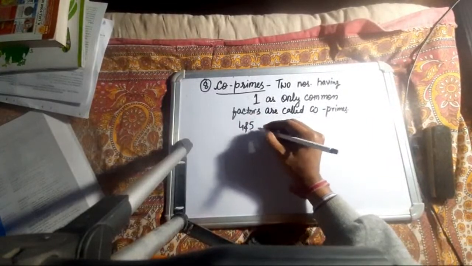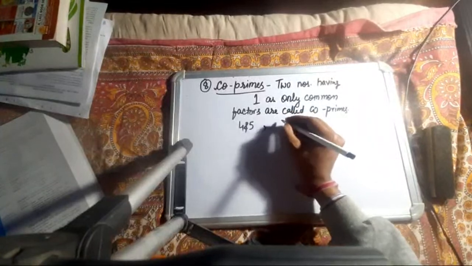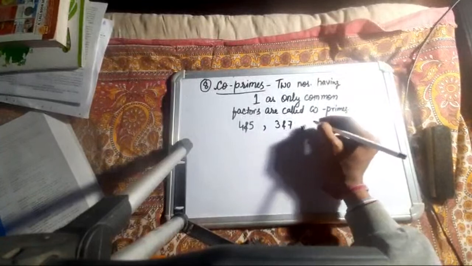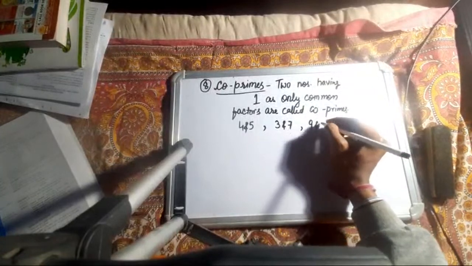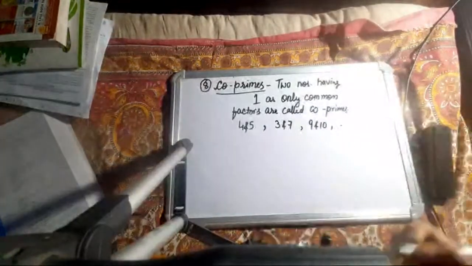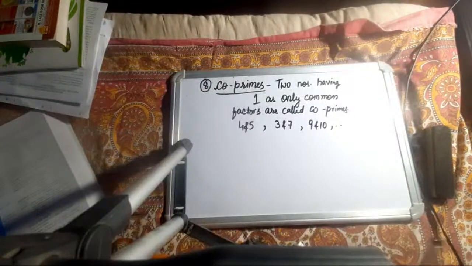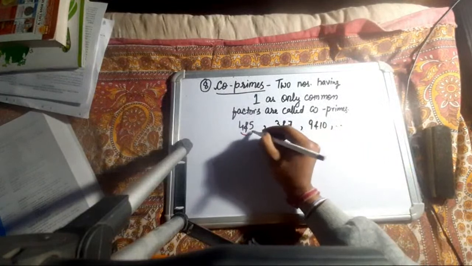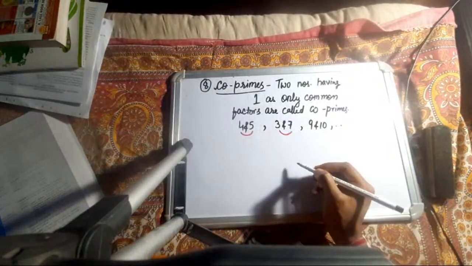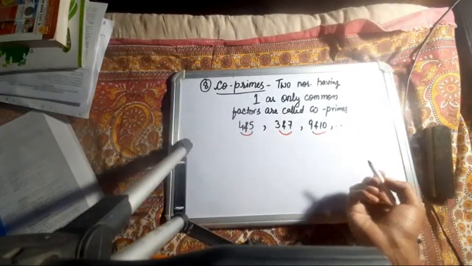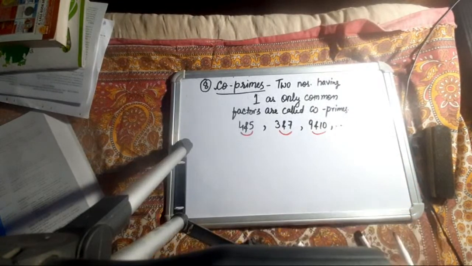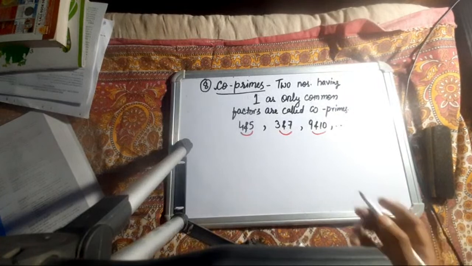Here it is not necessary that both of them will be prime numbers. 3 and 7, 9 and 10, and so on. There are many sets of co-prime numbers, and they could be prime and composite. They could both be prime or composite. That they will be prime numbers is not compulsory.